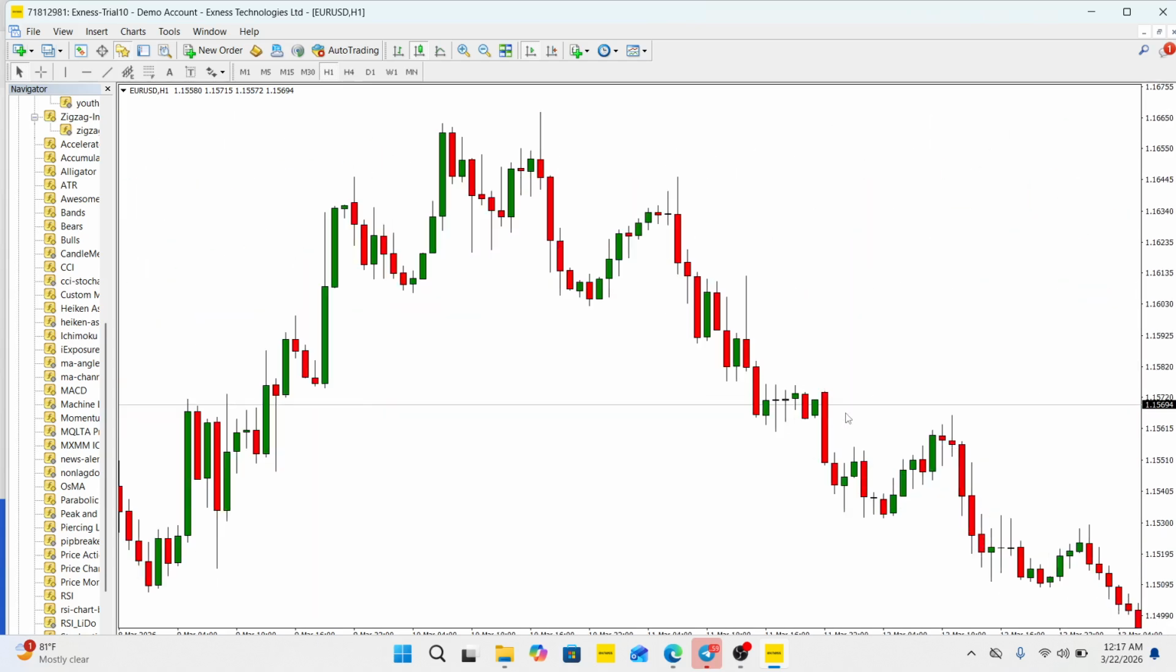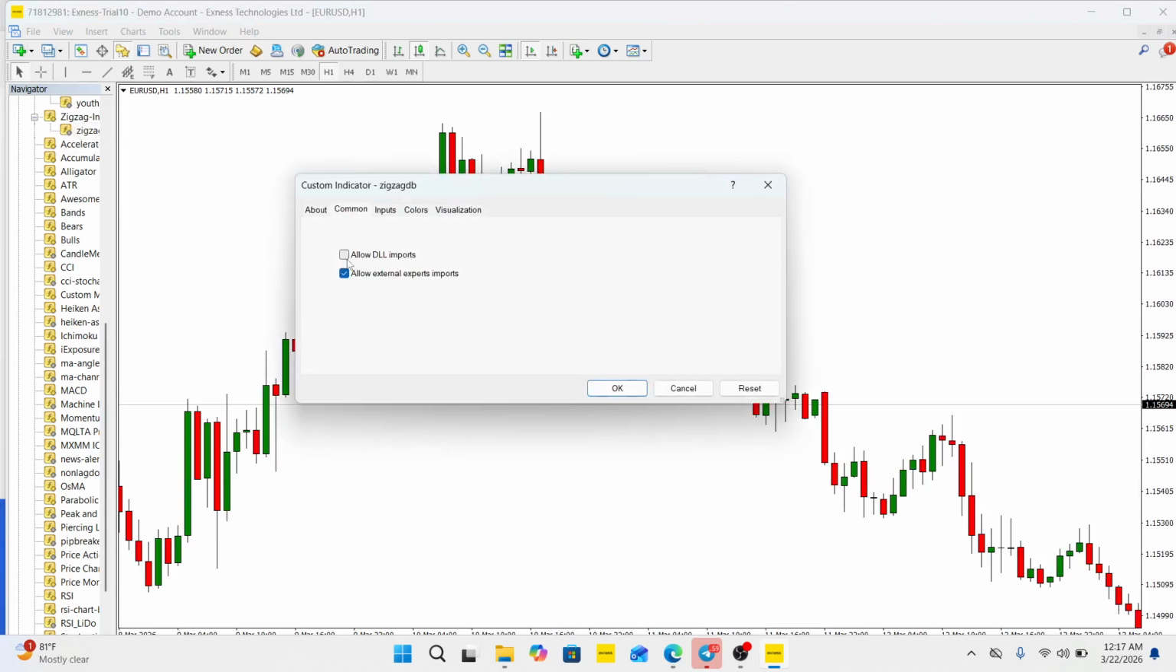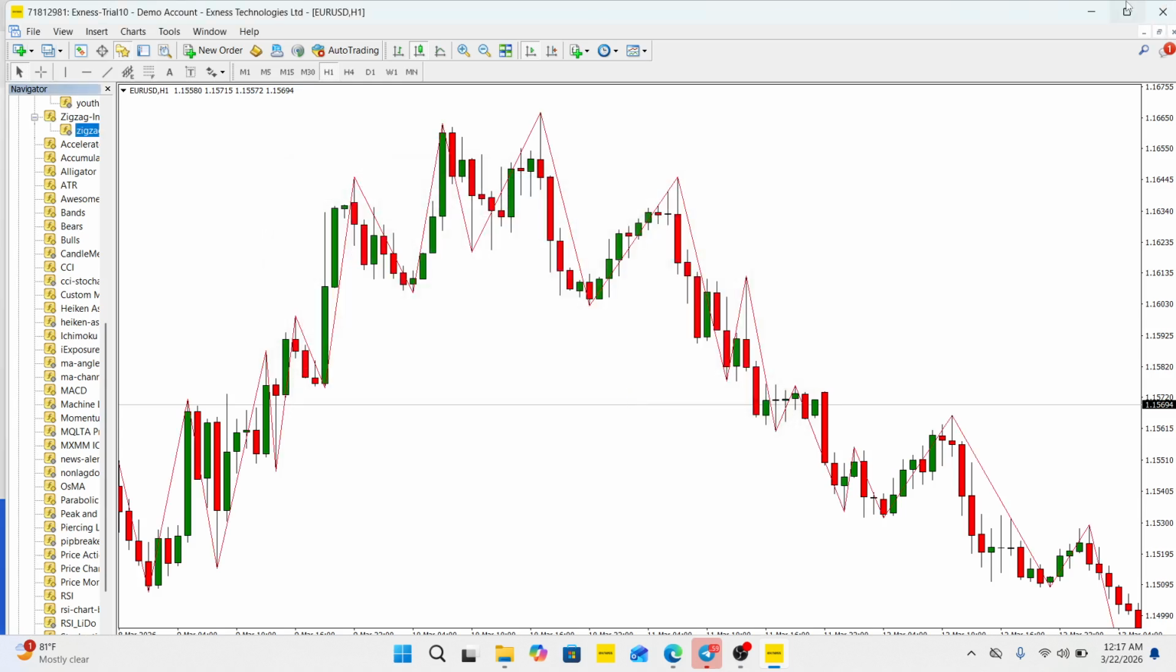At this point, I'm going to load the indicator on the chart so you can see how it looks in real time. Remember, I want to allow DLL imports. And here we have it.